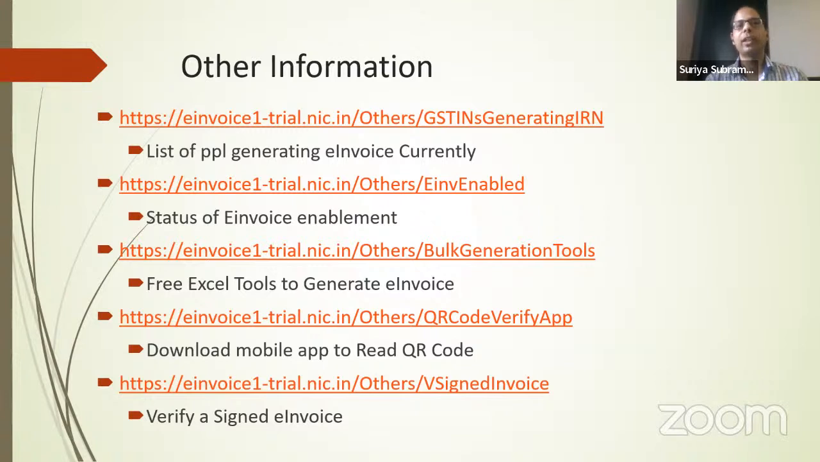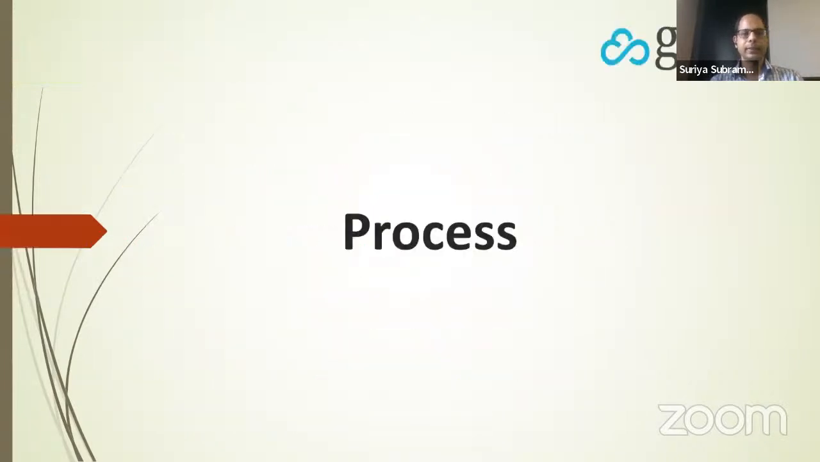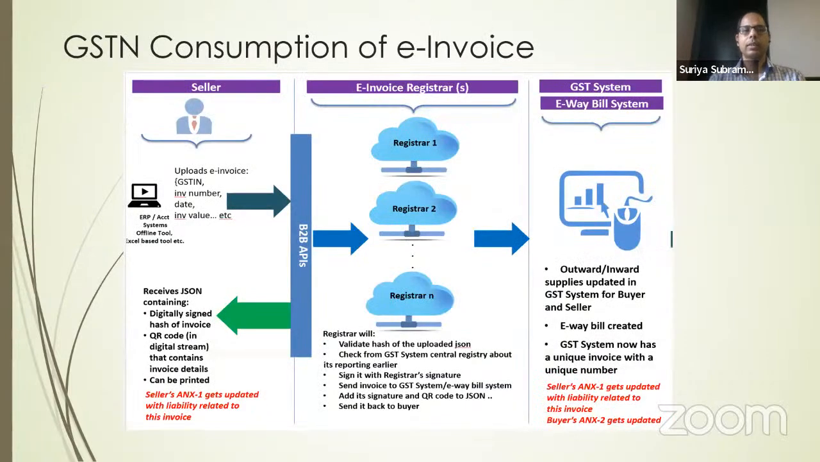Government has also provided a QR code verification utility. If an e-invoice comes with a QR code, you can scan that and verify that it's a valid e-invoice. There's also a utility if you have received an e-invoice as a soft copy, you can verify the signed e-invoice on the government portal. These are the utilities the government has provided. Now let's look at the diagram to show you the process and the workflow of e-invoicing.